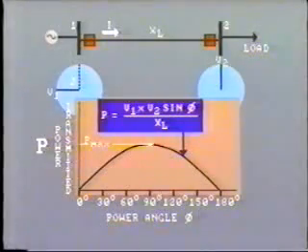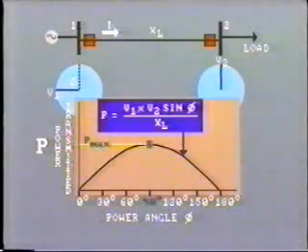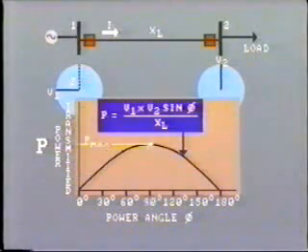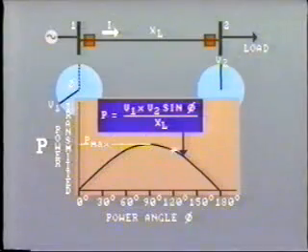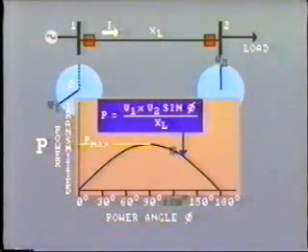At 90 degrees, the sine of the angle is equal to 1, so the load transfer is now maximum. If the angle increases beyond 90 degrees, then the load transfer begins to fall again because the sine of the angle diminishes. So here is an important conclusion. In order to increase the transfer of power across a transmission line, the power angle must be increased up to a limit of 90 degrees.